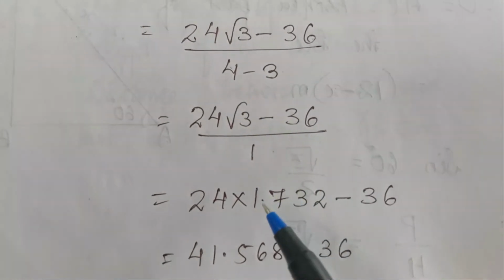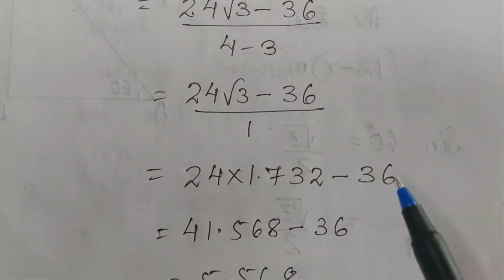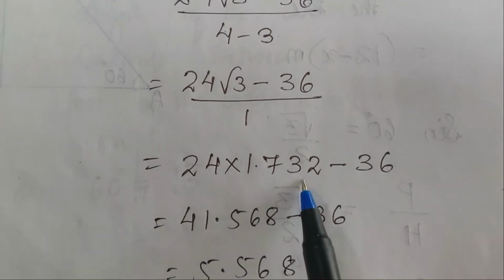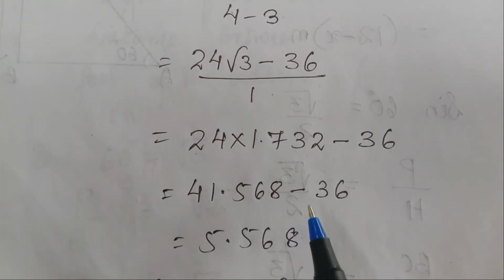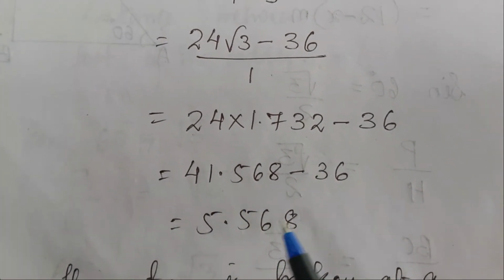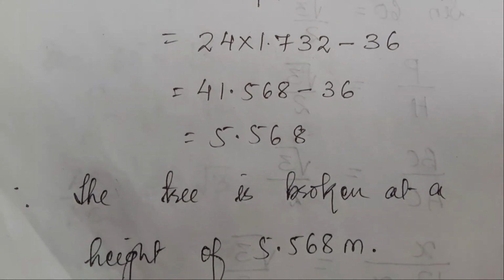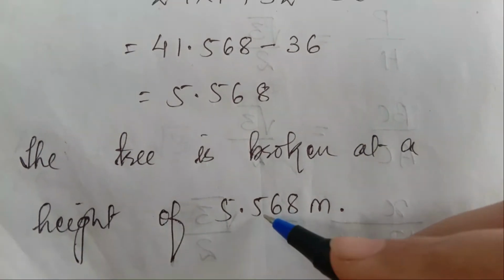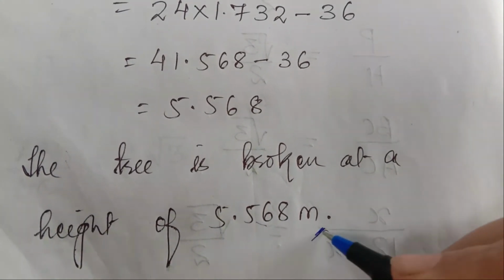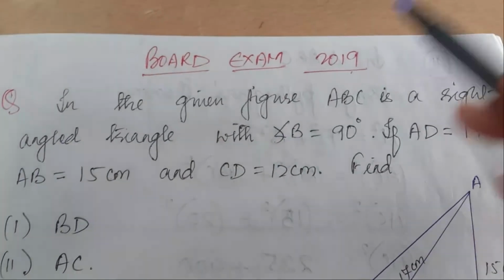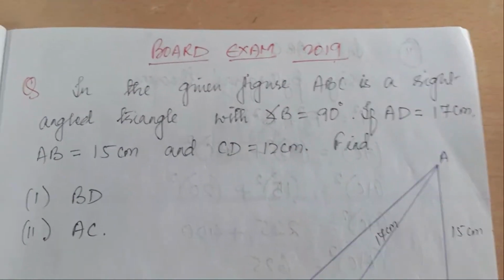So the value of root 3 is 1.732, minus 36. So on multiplication you will get 41.568 minus 36. So subtract this, you will get 5.568. So the tree is broken at a height of 5.568 meter. This is your last question. Now this is your board exam 2019 question.